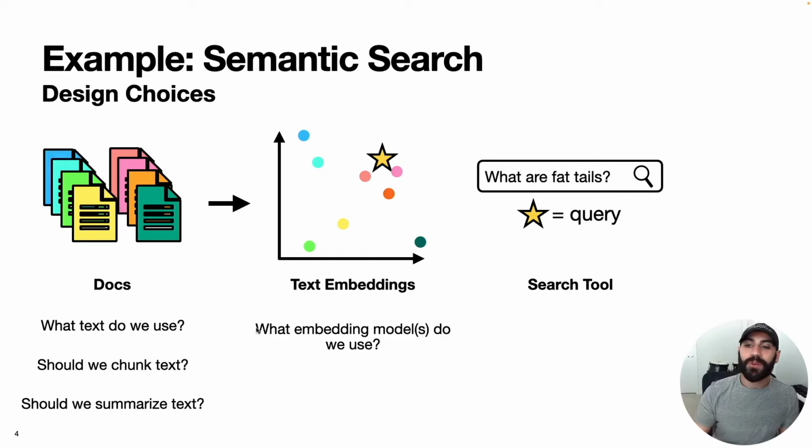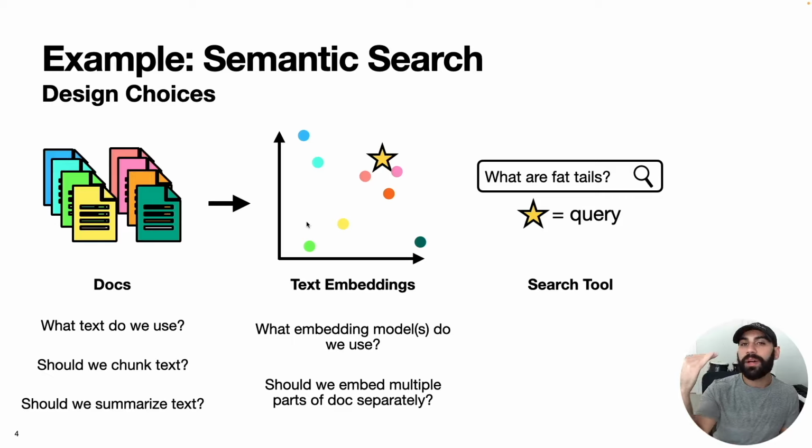But of course, there's more. What embedding model do you want to choose? There are several readily available models, both open source models and closed source models. Also, should we embed multiple parts of a document? So if you have an article again, do you want to embed the title and the body of the document separately and then maybe combine them in some way?